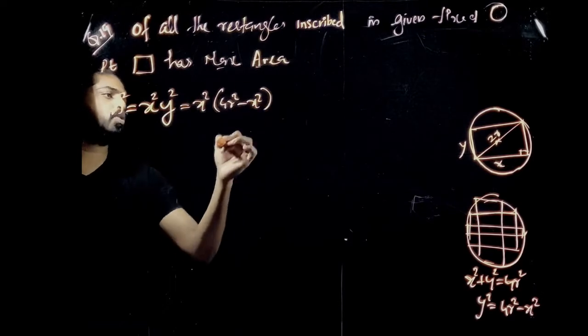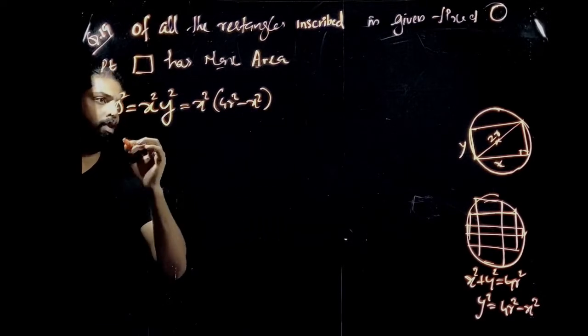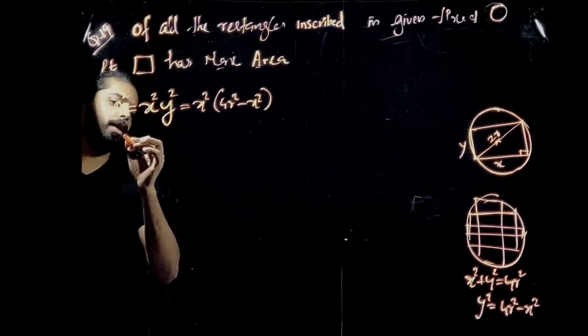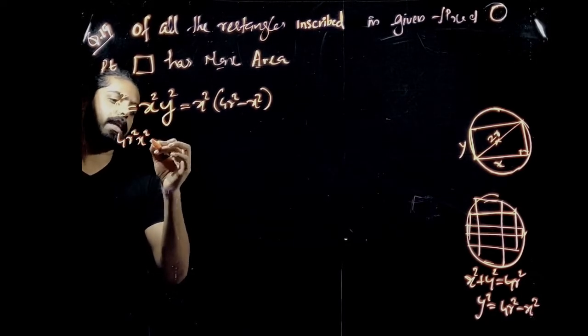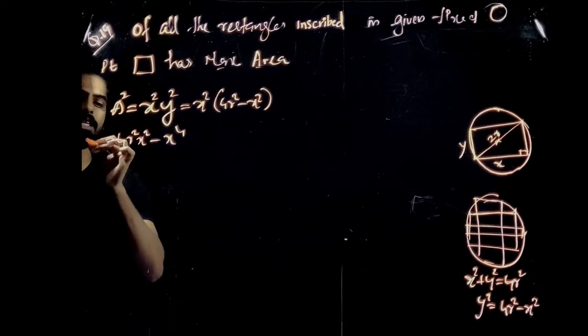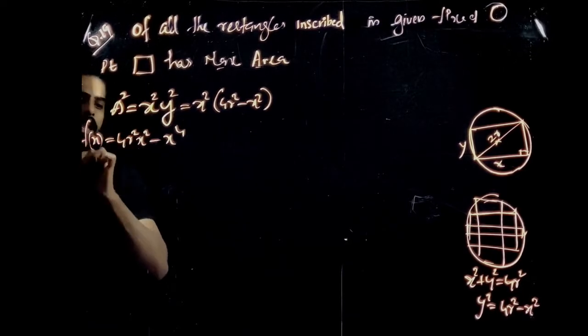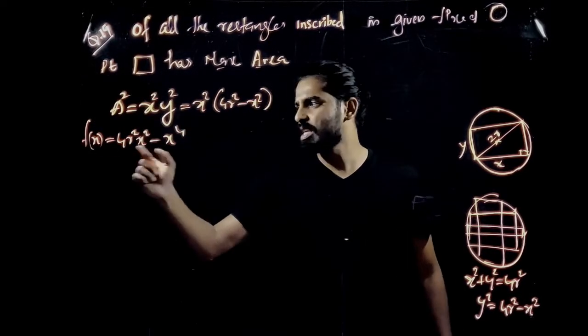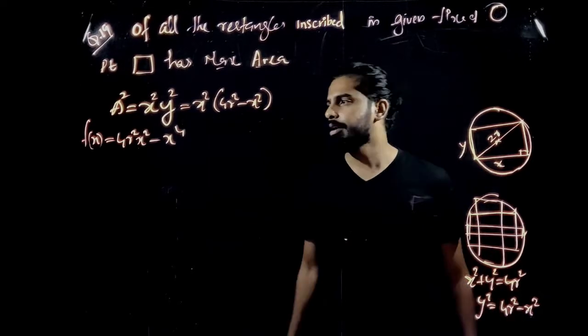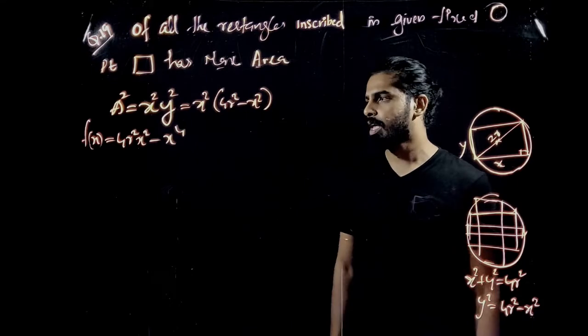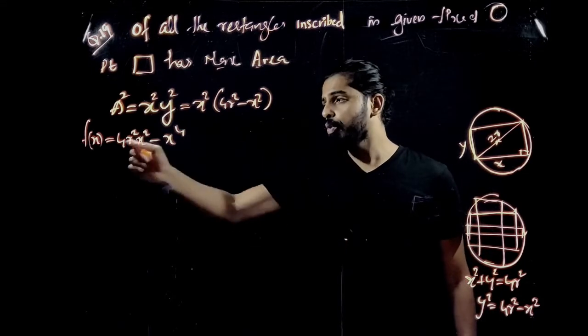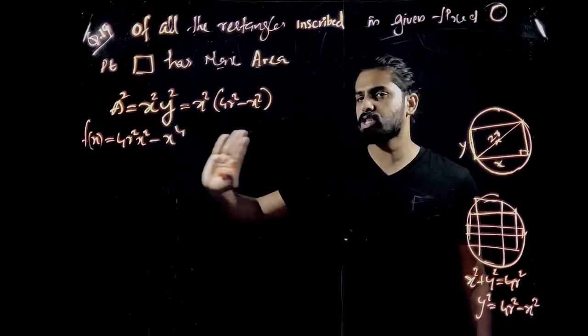Now multiplying x square inside, this will become 4r square x square minus x to the power of 4. So this is our function. Let's write this as f of x. Now this is the function in terms of x only. So f of x is equal to 4r square x square minus x raised to 4. We got the function in terms of x only.